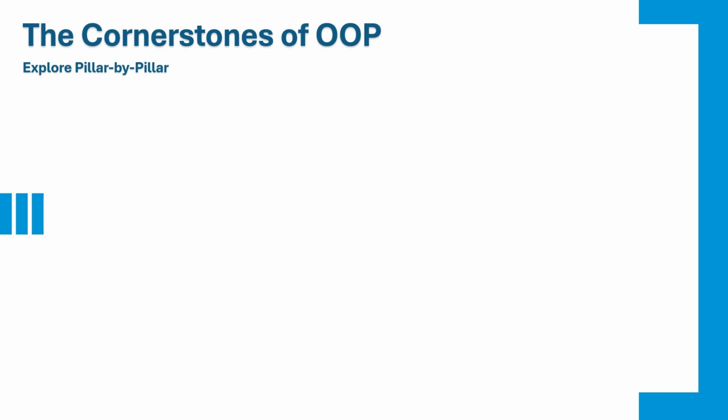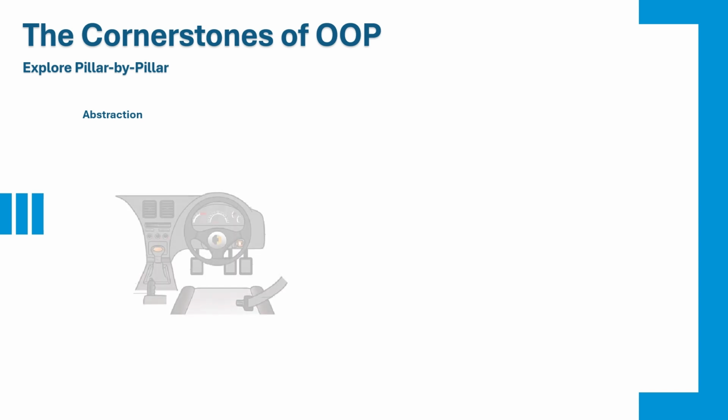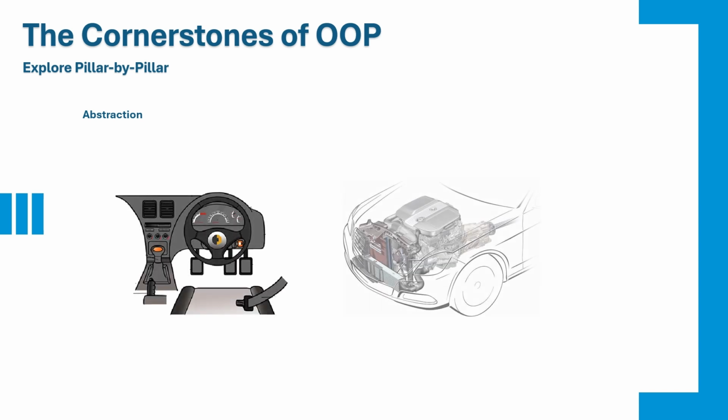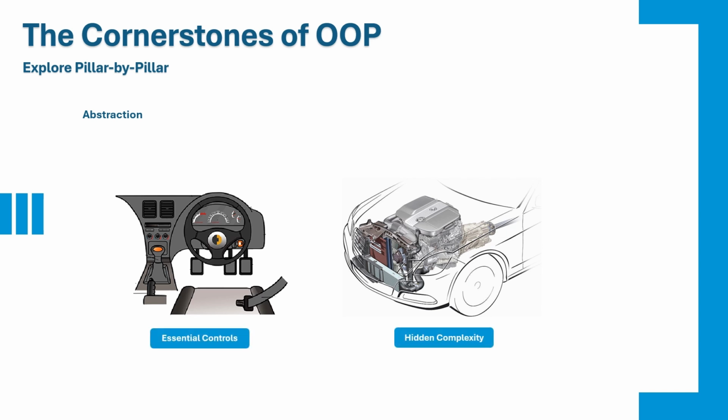Let's dive into the first of the four pillars of object-oriented programming: abstraction. In everyday life, we're surrounded by abstraction. Think about your car. You don't need to know how the engine works to drive it. You just need to know the basics: steering, accelerating, braking. The complex inner workings are hidden from you, and you only interact with the essential parts that you need. That's abstraction.